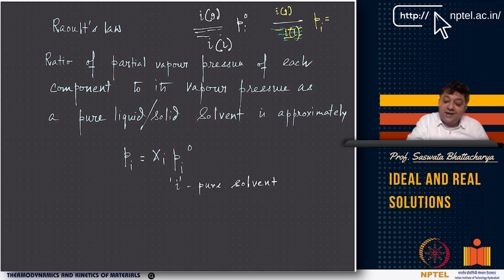But what we are saying now, this is Pi, and that equals, now what is the relation between Pi and Pi naught? That is related to the mole fraction of component I. That is what Raoult's law states. So this is another alternate definition of Raoult's law.